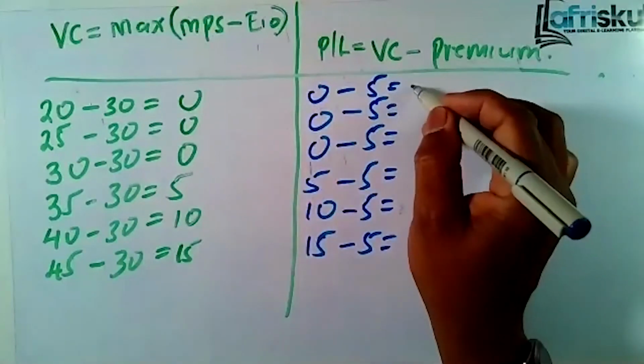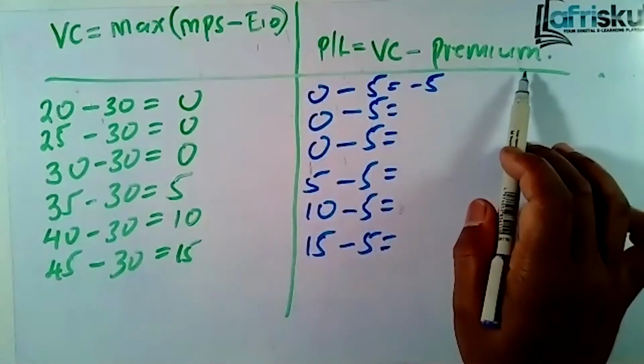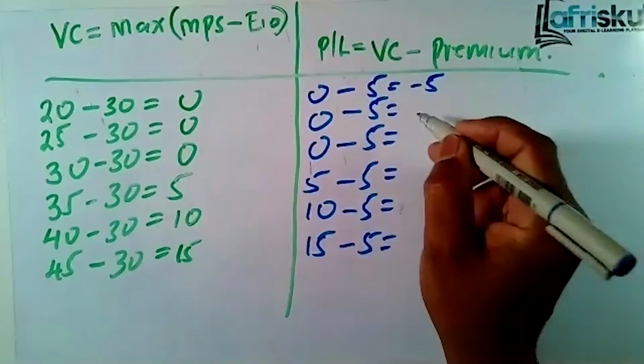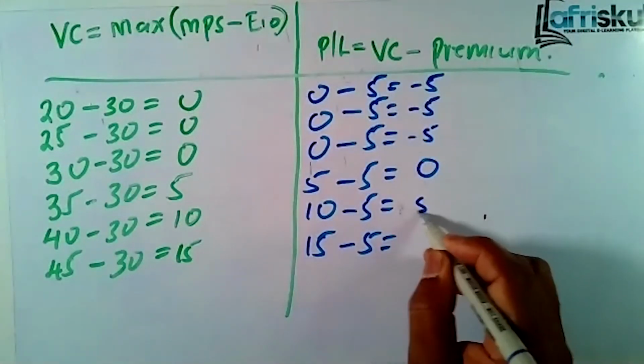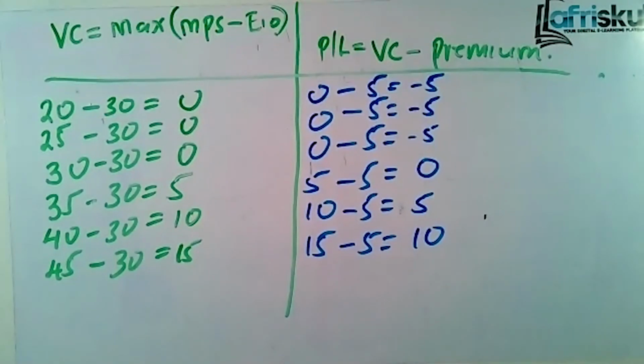Zero minus 5, you get negative 5. In this case, you can write 0. 0 minus 5 also, it's negative 5. Negative 5, 0, 5, and 10. Now, those are the profit.